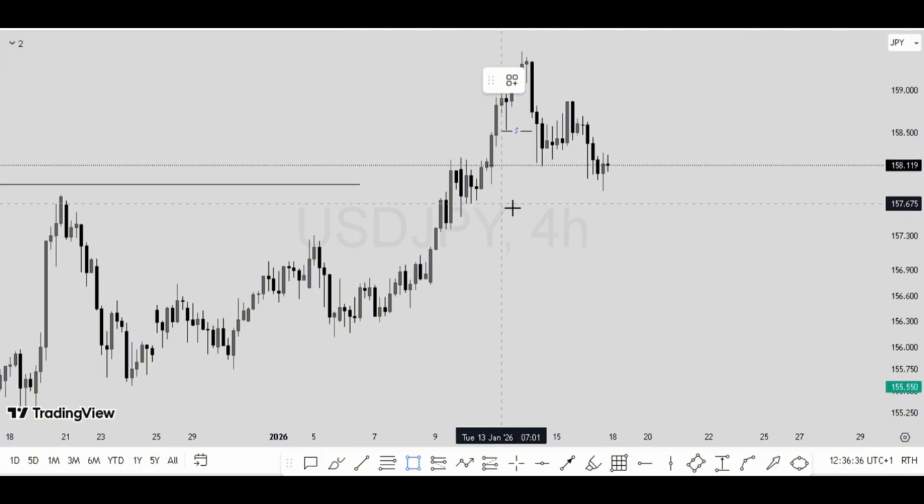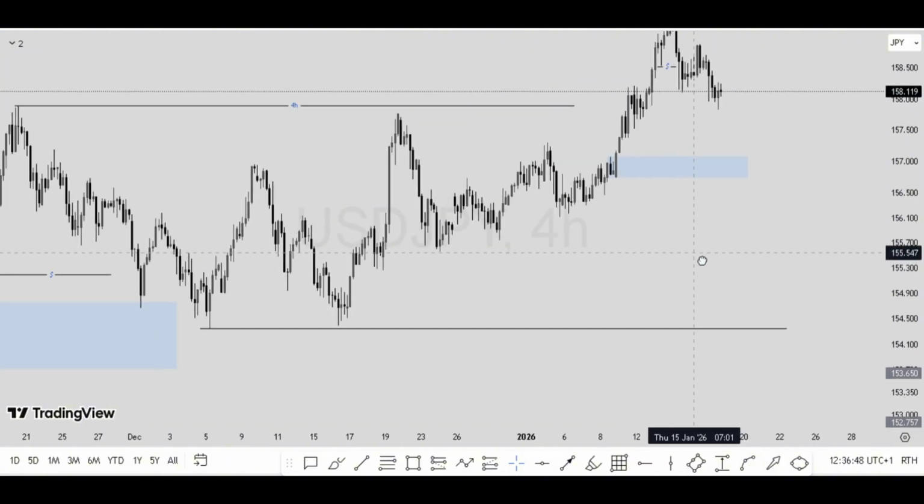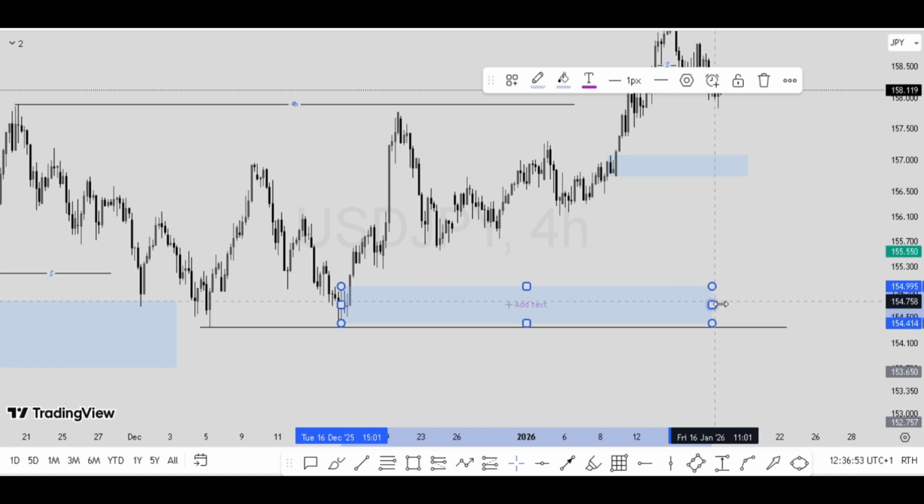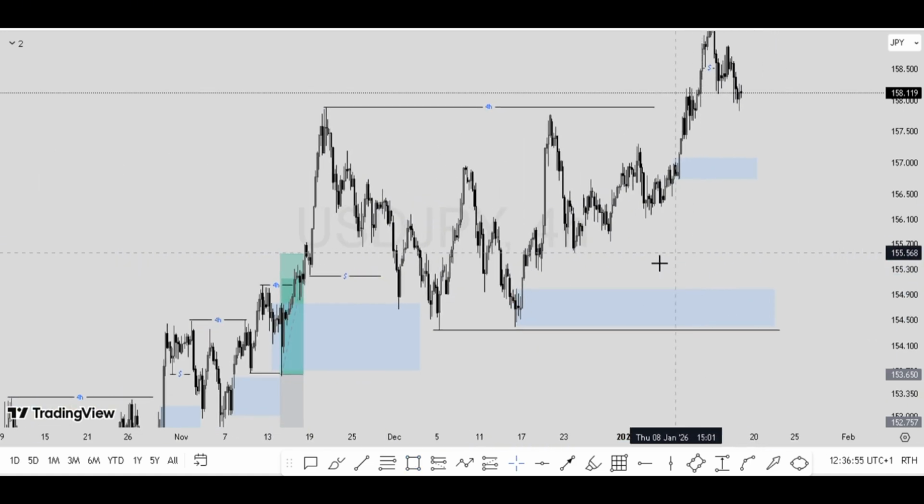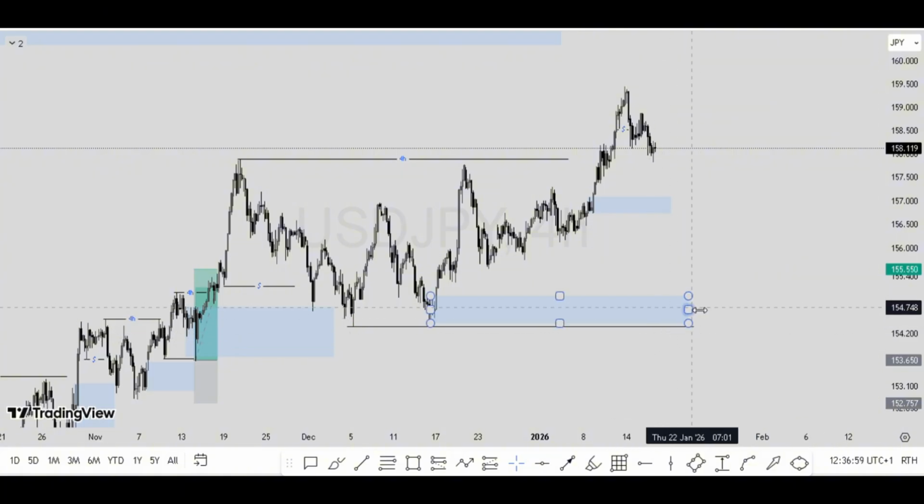Let me see. This is the candle. This, no, this is not valid. This is not valid. This is going to be our decisional POI. Yeah, that's not valid. So this is going to be our extreme order block. So this extreme order block is what I will be positioning for.